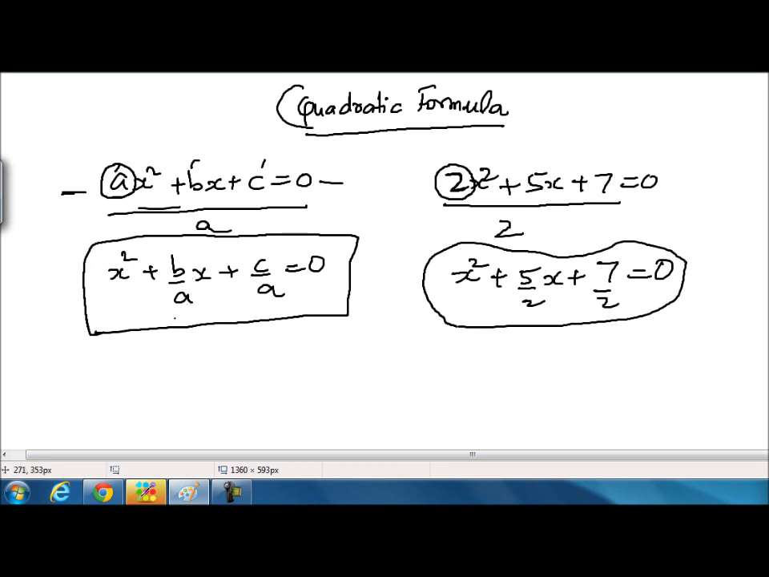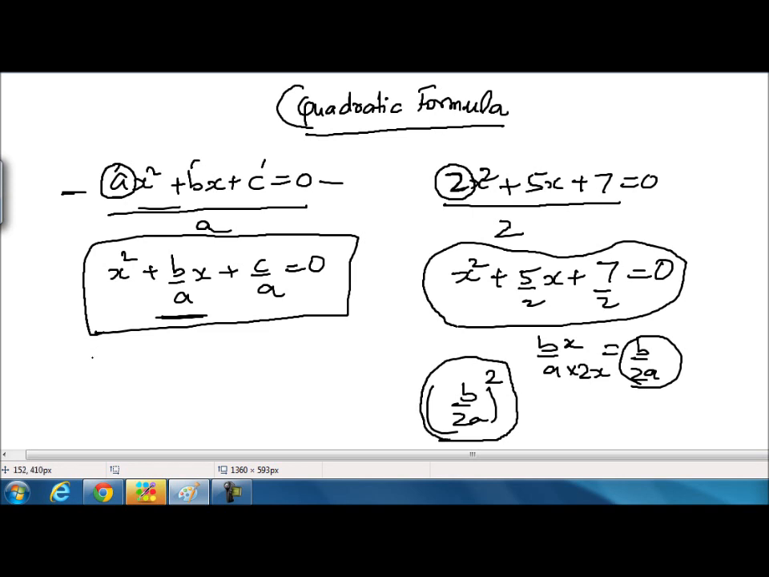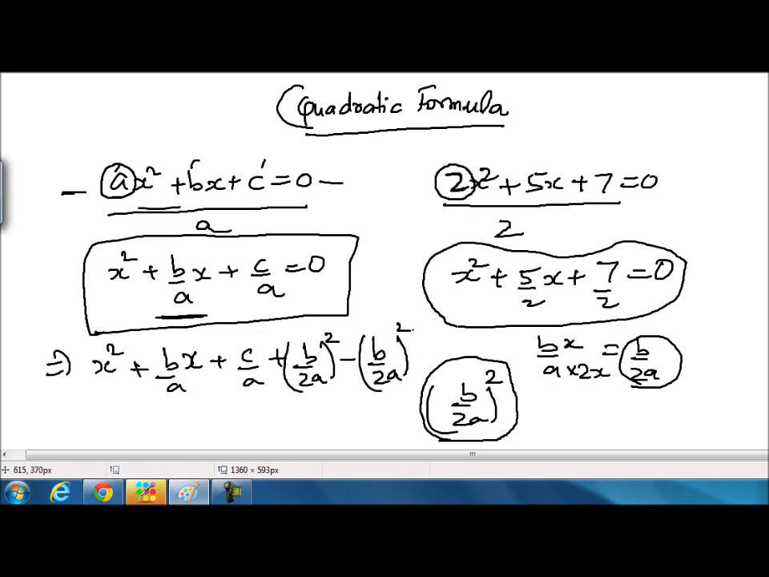Now we can solve this equation by the method of completing the square. In my last video I discussed that when we solve any given quadratic equation by completing the square, we focus on the middle term. We divide this middle term by 2x, and we get b divided by 2a. Whatever we get here, we square it, and we add and subtract this constant term from the equation. So we get x square plus b divided by a x plus c divided by a plus b divided by 2a square minus b divided by 2a square is equal to 0.